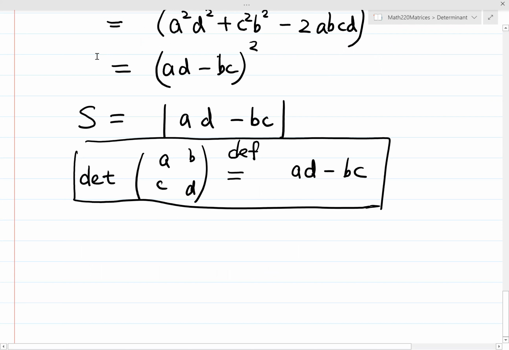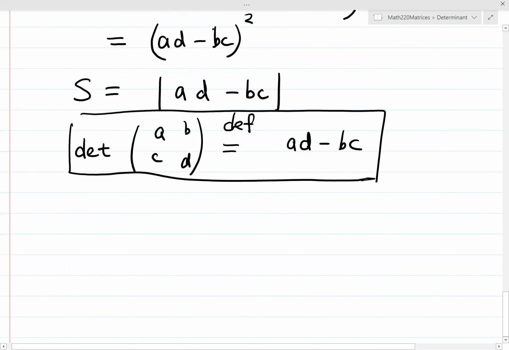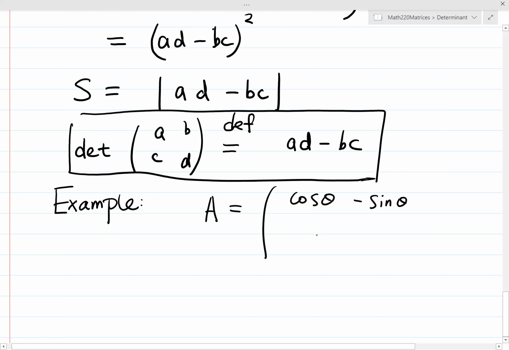Now we talk about this example. If A is the rotation matrix, remember we defined the rotation. This comes from the rotation matrix. Remember, rotation does not change the area. Rotation does not change the relative direction. So you see the determinant of A.